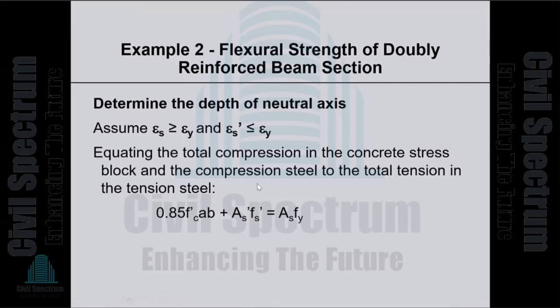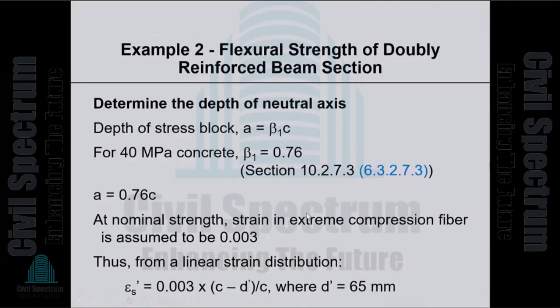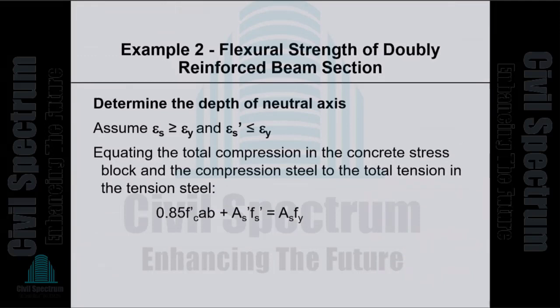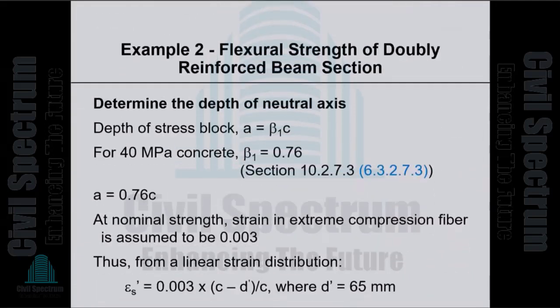Okay, equating the total compression in the concrete stress block and the compression steel. So we have two compressive forces, one in the compression concrete, one in the compression steel. The total compression we would equate to the total tension, A sub s, f sub y. Okay, this is compression in the concrete, this is compression in the compression steel, this is tension in the tension steel. Equating, we find the stress block depth, which will give us also the neutral axis depth. Okay, so determine the depth of neutral axis. Depth of stress block is beta sub 1 times the neutral axis depth. For 40 MPa concrete, we already established beta sub 1 is 0.76. So the stress block depth is 76% of the neutral axis depth in our case.